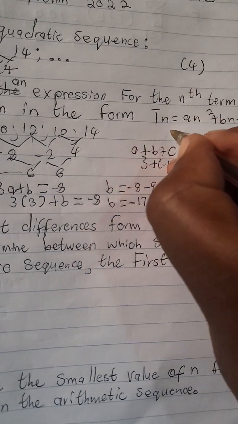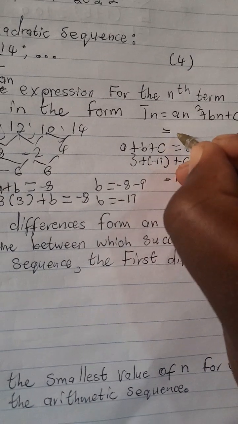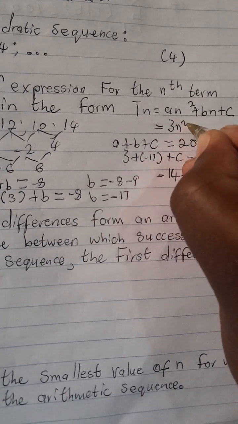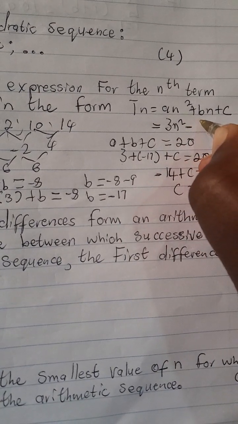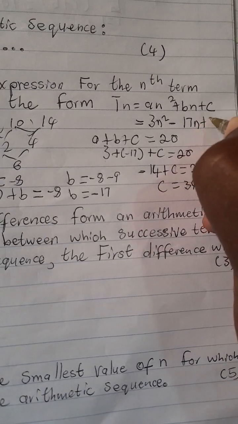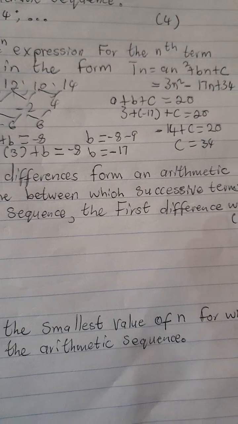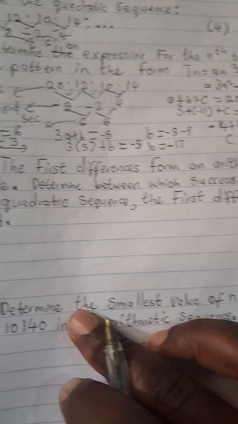So what will be our general formula? In this form, we have a as 3, so it's going to be 3n squared. We have b as negative 17, and then we have c as positive 34. Right. That was 4 marks already. You've got 4 marks there.